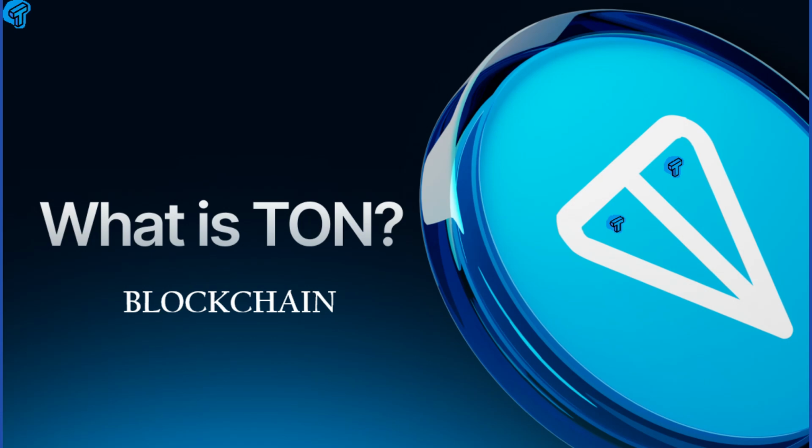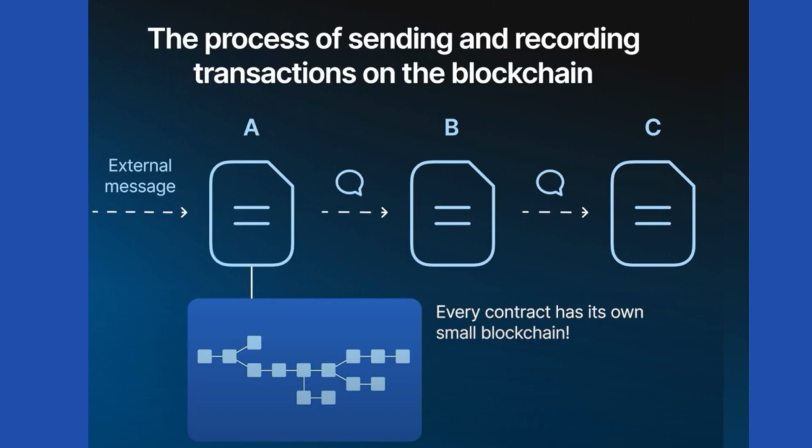In the previous lesson, we did an overview of the entire Ton ecosystem. Now we're going to dive specifically into the architecture of the blockchain itself. So, what's the block and what is the chain in the context of blockchain?